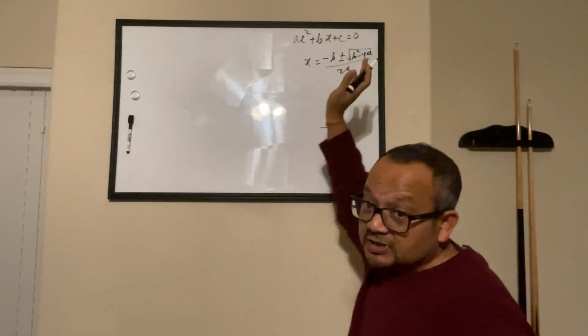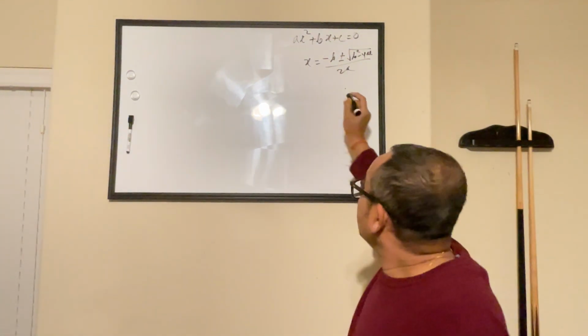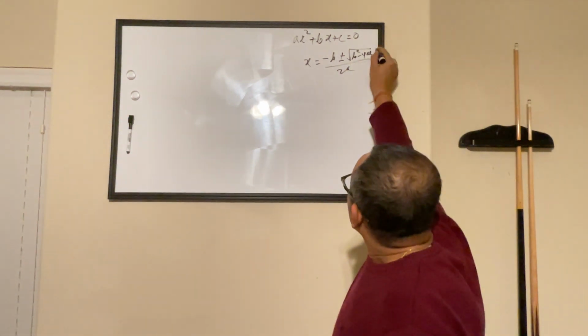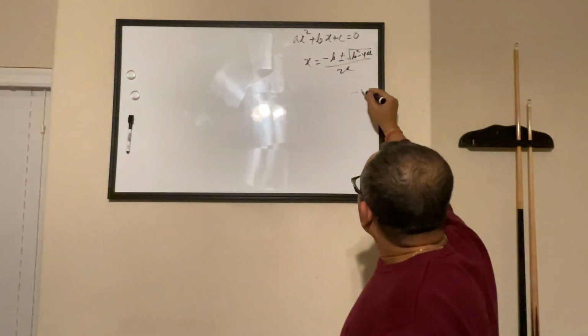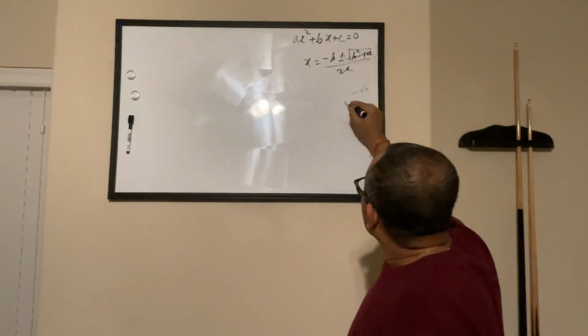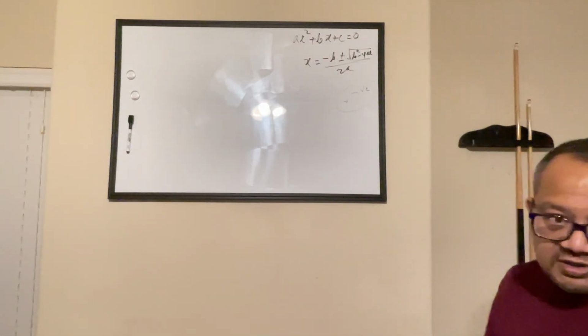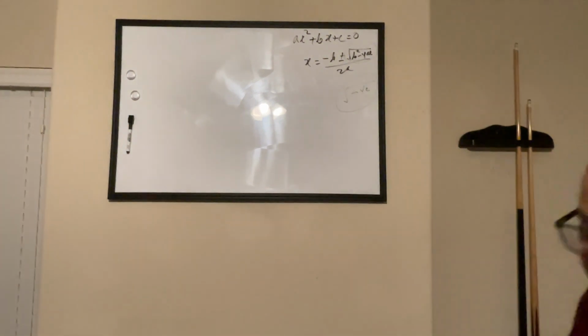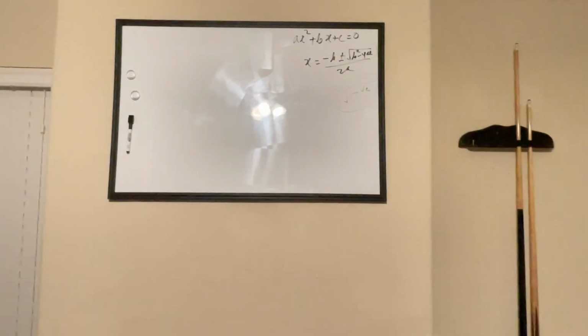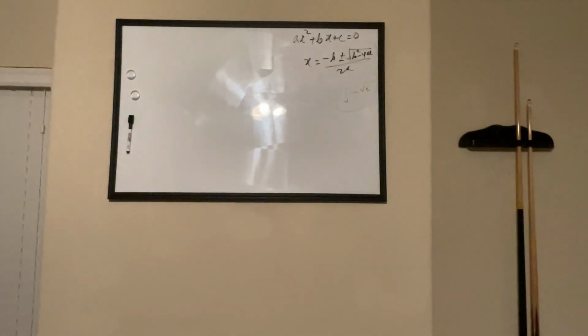Now look at one situation. If the value of b squared minus 4ac becomes negative, what will be the case? Then we do not have a real solution. There would be an imaginary number. The square root of a negative is an invalid scenario for such a question.